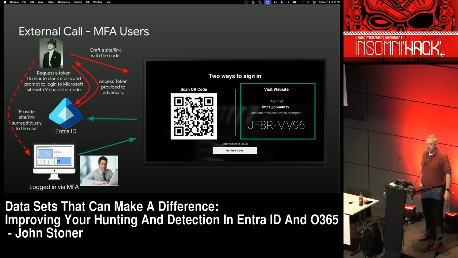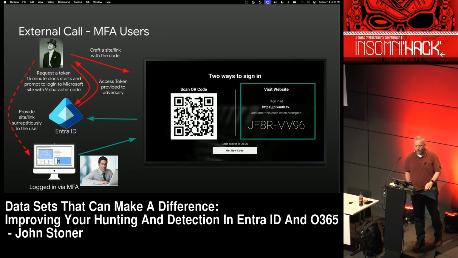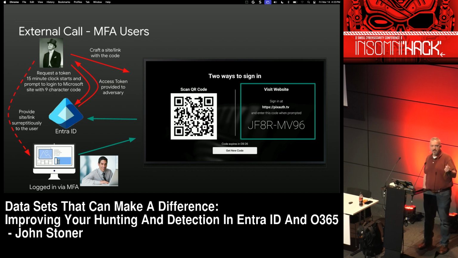So this is what the external call looks like. We're the dapper gent in the black hat there at the top. When we start the external call, a 15-minute clock starts. This is how this OAuth external call works. There's a 15-minute clock that starts with Entra, and Entra says, here's a 9-digit code. You need to enter the 9-digit code, and then you have to authenticate. Now, the clock's ticking on us.